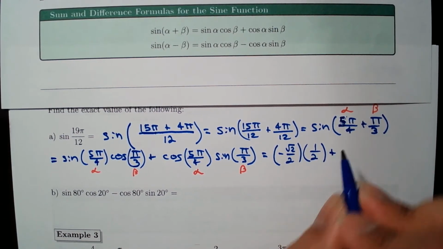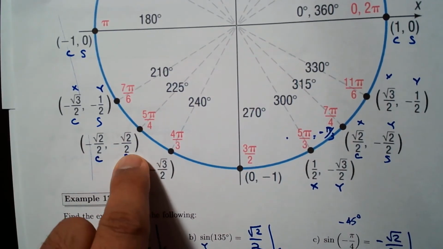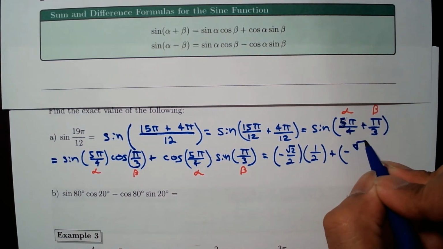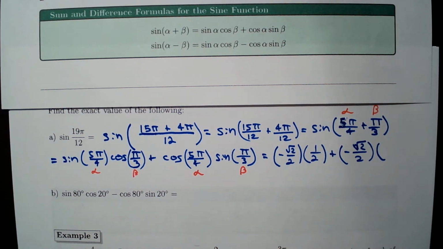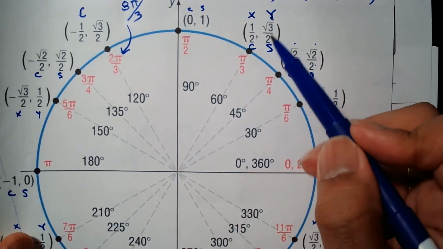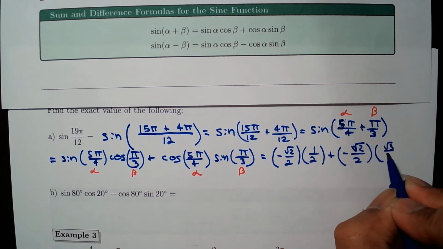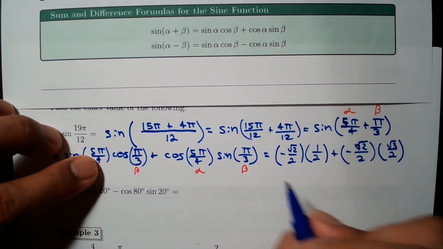And then plus cosine 5 pi over 4. Cosine 5 pi over 4, that's a negative root of 2 over 2 as well. Times, in this case, sine of pi over 3, which is root of 3 over 2. Okay, so let's just simplify this by multiplying across.